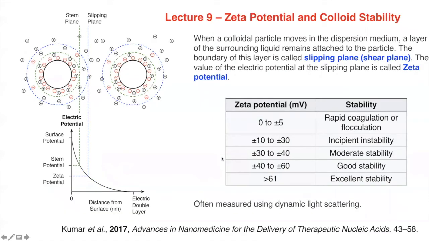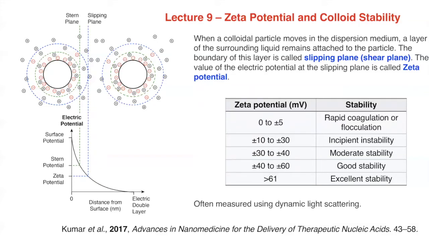And so people have tried to define this in a qualitative sense, and shown here are these ranges of zeta potential and the relative stability of the colloid. So you want zeta potentials greater than 50 or 40 in order to maintain a good electrostatic repulsion and good colloidal dispersion in this type of system.